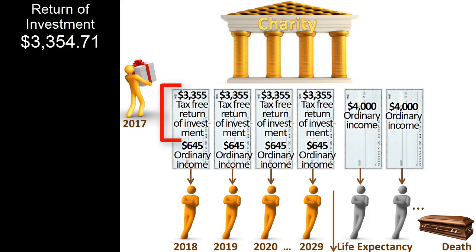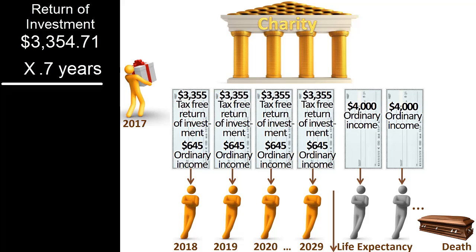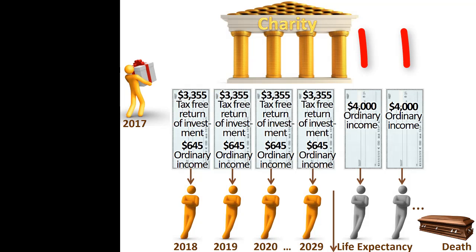$3,354.71 of each $4,000 annuity check will be treated as tax-free return of investment for 21.7 years. For the check in the 22nd year, the tax-free return of investment would be the $3,354.71 multiplied by 0.7, or $2,348.30. After that point, however, every additional $4,000 check will be treated entirely as ordinary income.